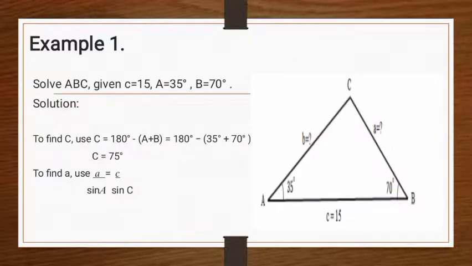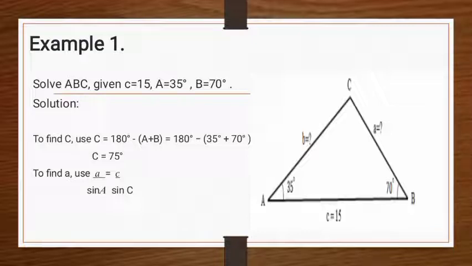Here is example number 1. Solve triangle ABC given: side c is equal to 15, angle A is equal to 35 degrees, and angle B is equal to 70 degrees.